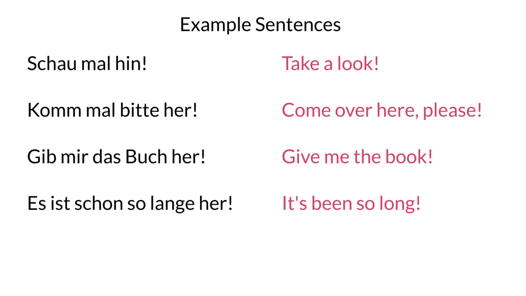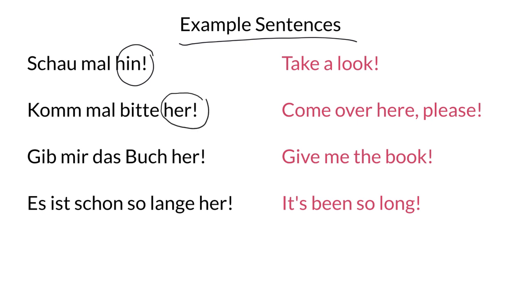And finally, here are some example sentences. Schau mal hin, take a look. Now you're asking somebody or commanding somebody perhaps to look at something which is away from where you are. That's why you're using the hin. The next one is komm mal bitte her, come over here please. And you're asking somebody to come to where you are.